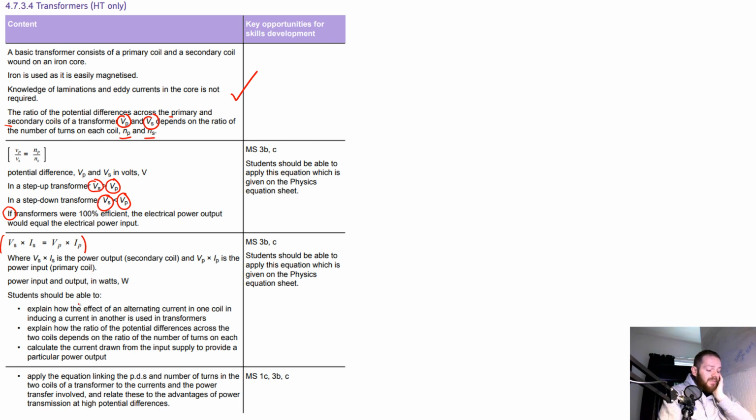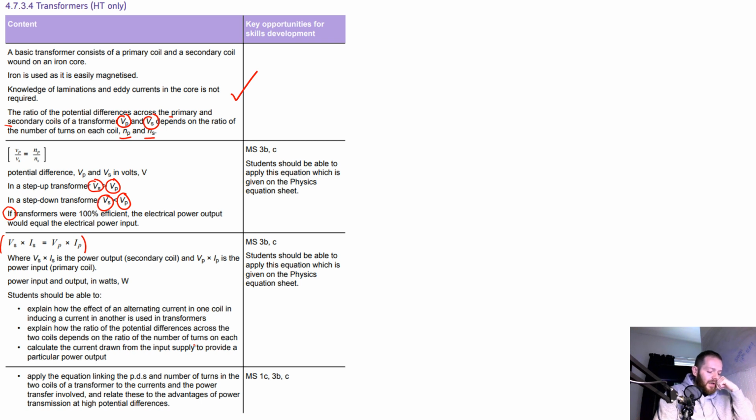Students should be able to explain how the effect of an alternating current in one coil induces a current in another and is used in transformers. Explain how the ratio of the potential differences across the two coils depends on the ratio of the number of turns on each. And then calculate the current drawn from the input supply to provide a particular power output. Now, all that sounds really confusing. It's basically just use the equations and calculate some numbers. Okay, there's not much to that.